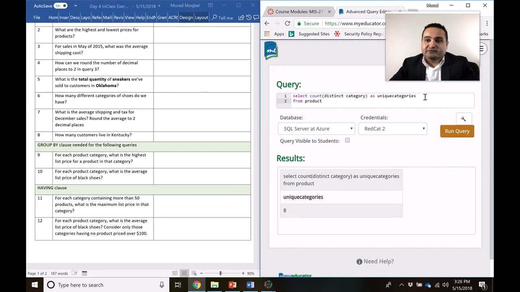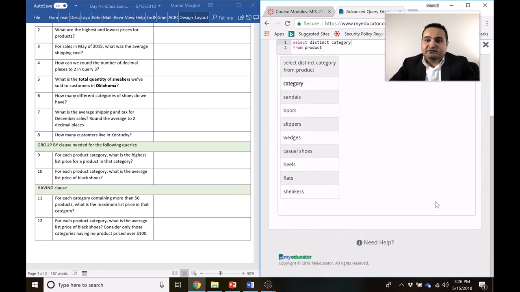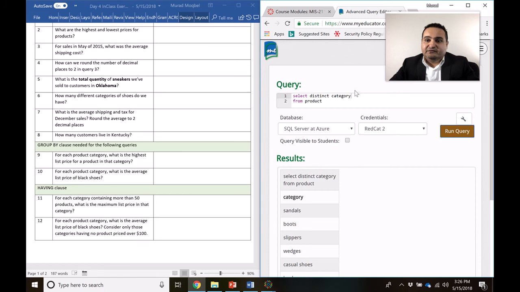If you want to just verify, you can just say distinct category, and then let's see if we have 8 or not. So 1 2 3 4 5 6 7 8. You got it, perfect. So now let's move on.